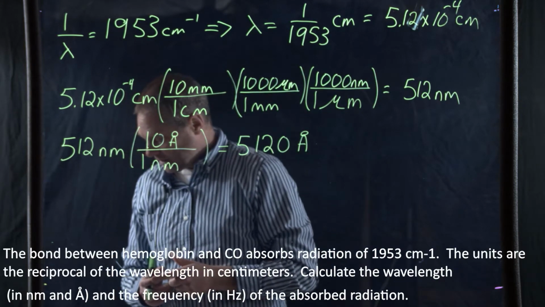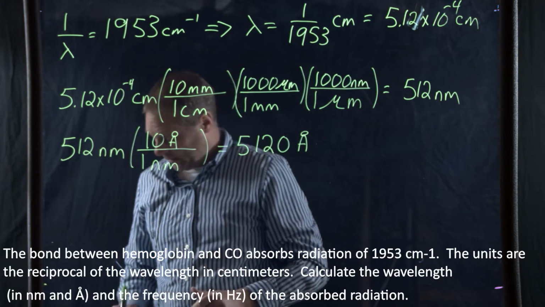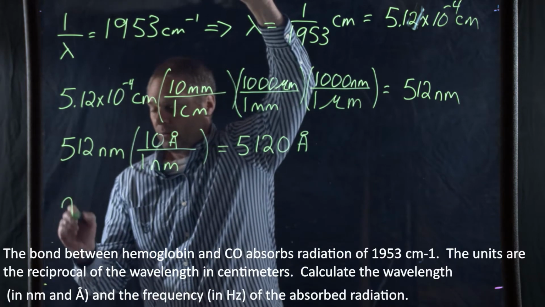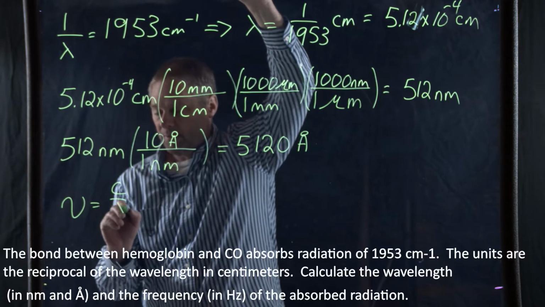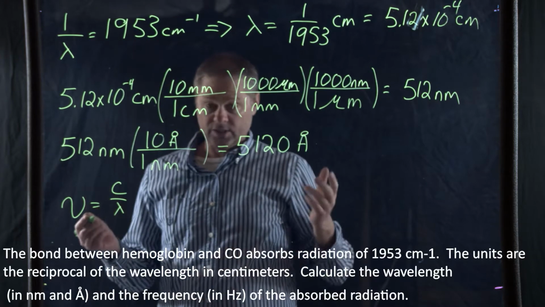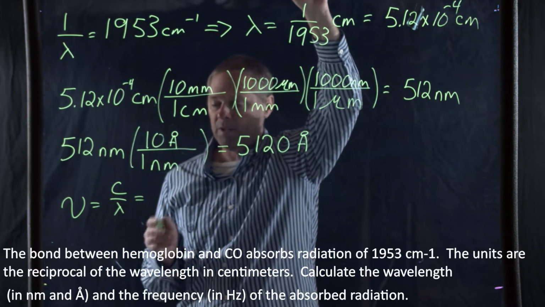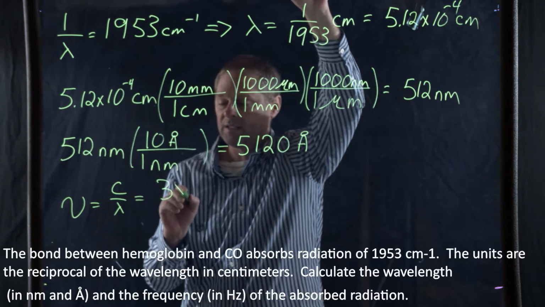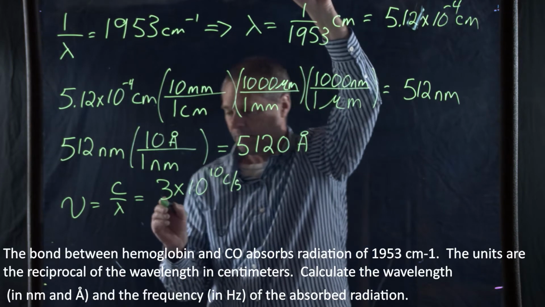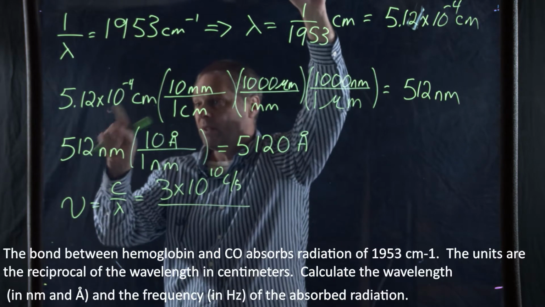Next, it wants us to determine the frequency. We know frequency is equal to c over lambda. This is the Greek symbol nu. If you ask me, what's nu? I'm going to tell you, it's c over lambda. Now, c is typically written as 3 times 10 to the 8th meters per second, or we can write c as 3 times 10 to the 10th centimeters per second. We can then divide that by our wavelength in centimeters.